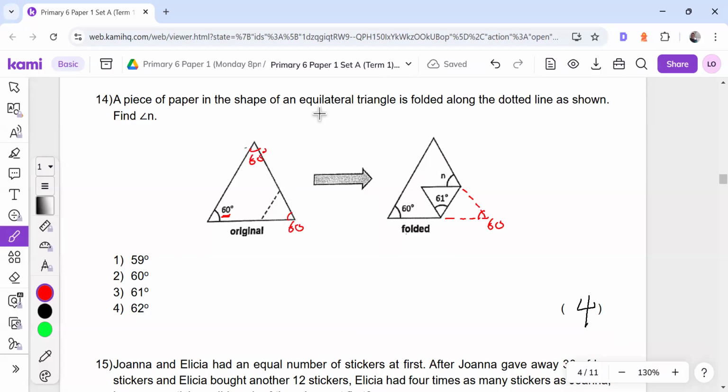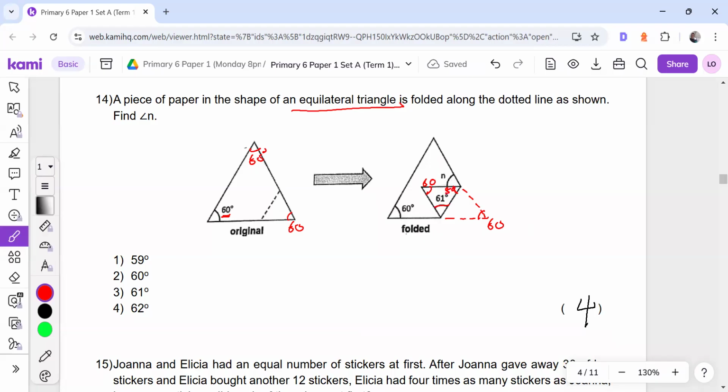But how do you know? Because equilateral triangle, all right? And then if here also same, okay? And then this is 61. Then what is this angle here? Can you find that? So you take 180, which is the sum of angles in the triangle, minus 60, minus 61, you get 59.